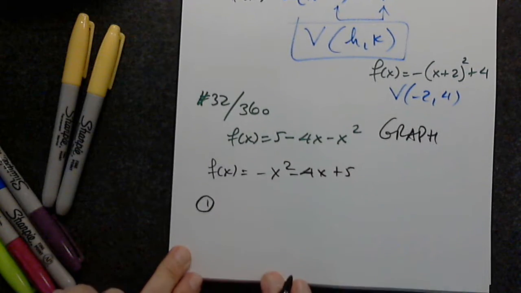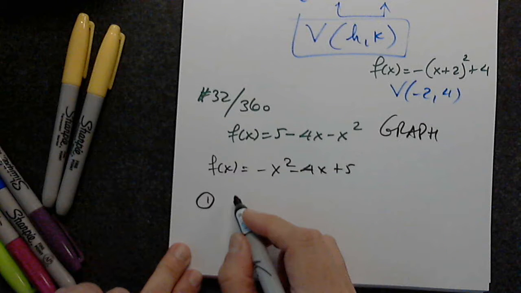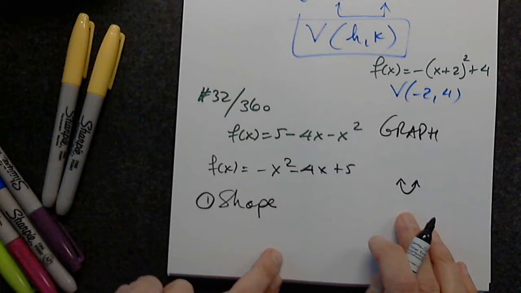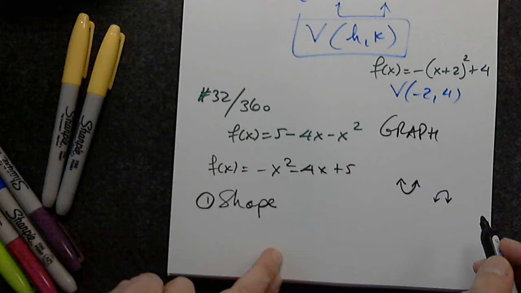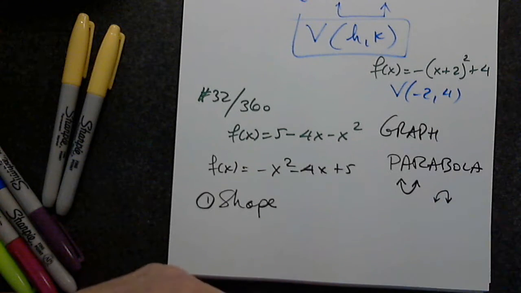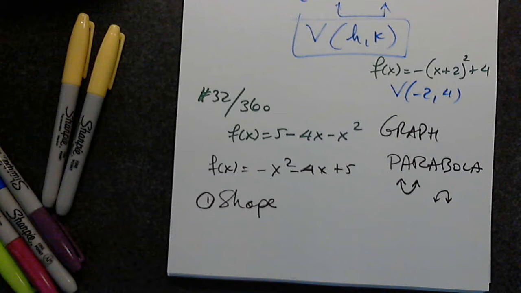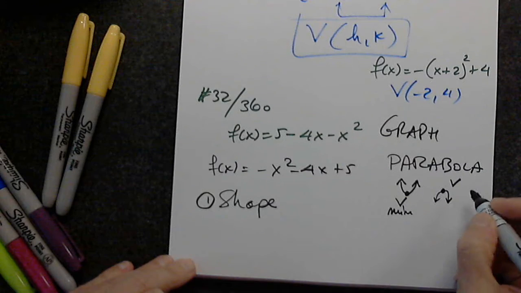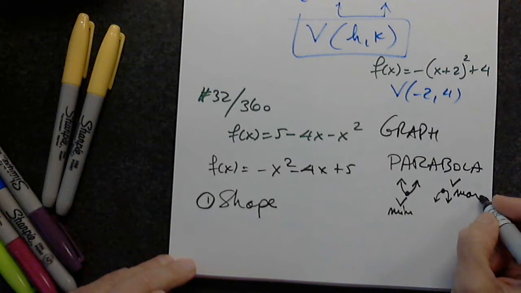First step, I need to find the shape. As we know, quadratic functions either look like this or look like this. Both graphs are called parabolas. So when you're asked what is the graph of a linear function, you will say a straight line. If you're asked what is the graph of a quadratic function, you will say a parabola. Obviously, this has a vertex, and this one has a vertex. This one is a minimum, and this one is a maximum.